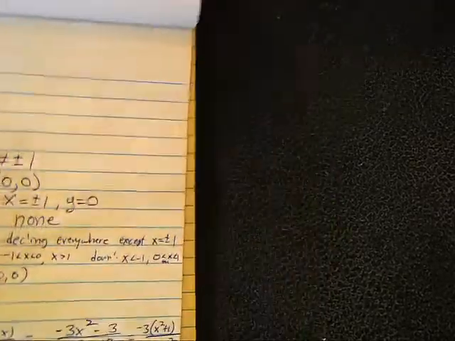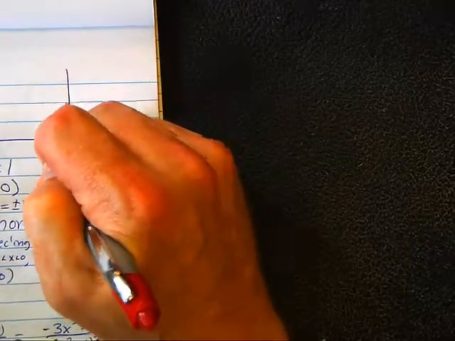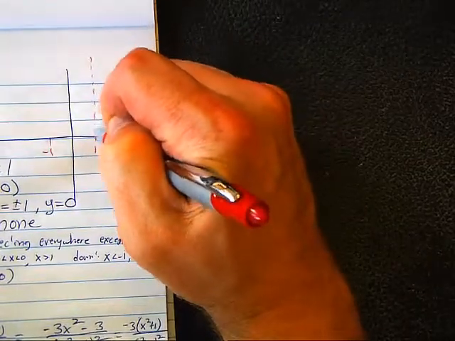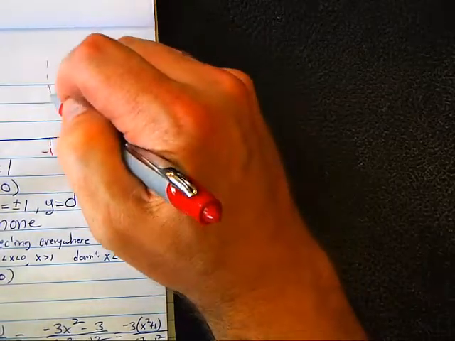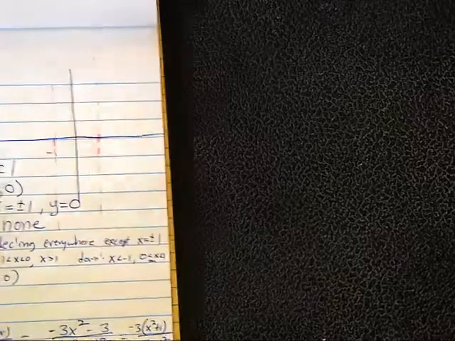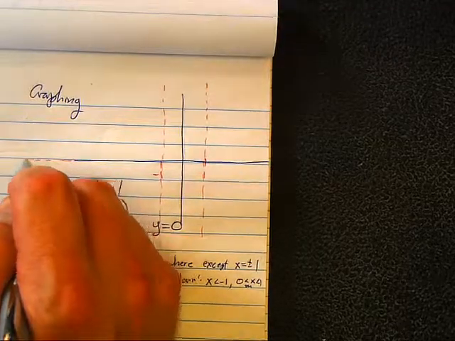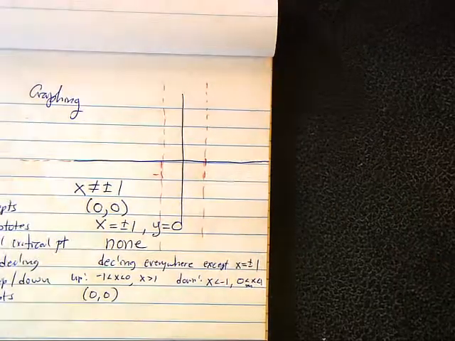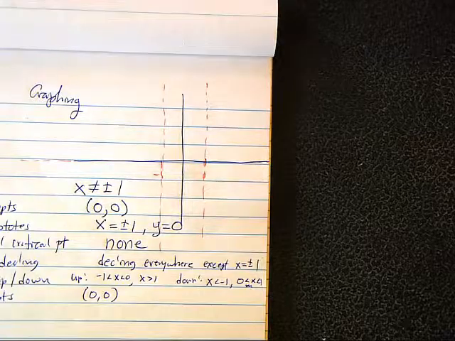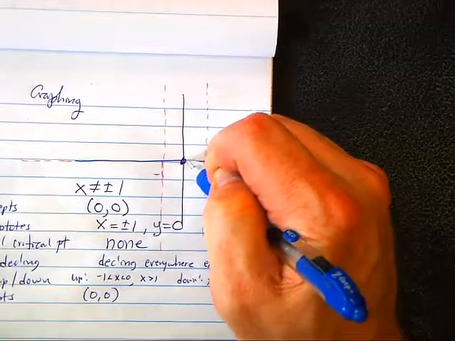Okay, now I'm ready to draw a graph. So here's my graph. I know that at x equals 1 and x equals -1, I have vertical asymptotes. So I draw my vertical asymptotes. Asymptotes are typically drawn as dotted lines. At y equals 0, I have a horizontal asymptote, so I would draw dotted lines that way. And then the only point I have on the graph is the point 0, 0.